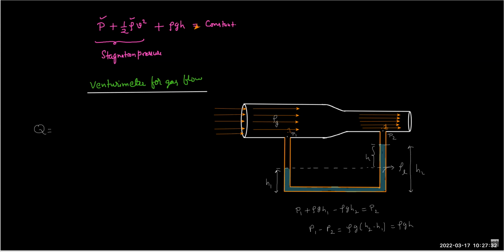And you can assume the cross section here as A1, and here as A. So how many steps? Step 1, equation of continuity. Step 2, Bernoulli theorem. Step 3, ratio relation, that we have already derived actually. Step 4, solve. So you guys should try at least once, then I'll give the solution.